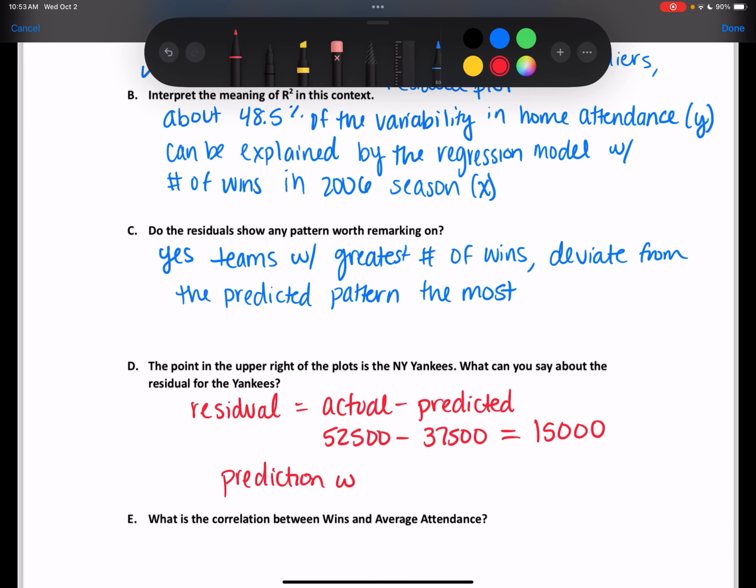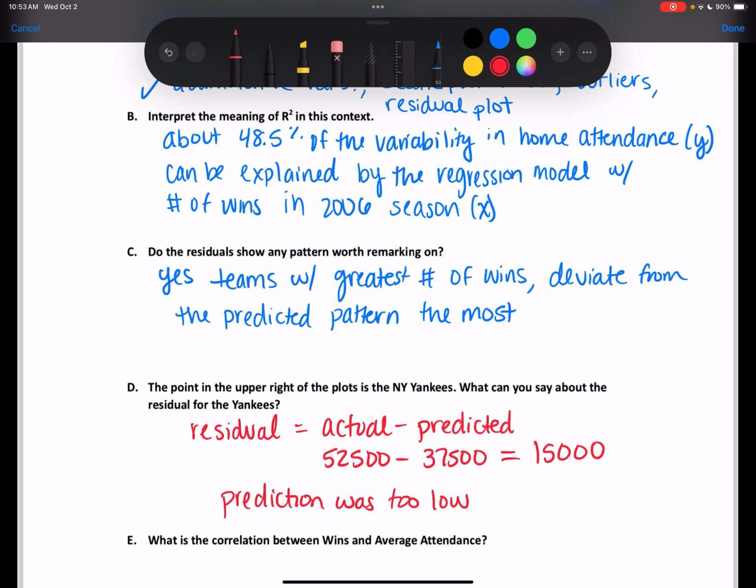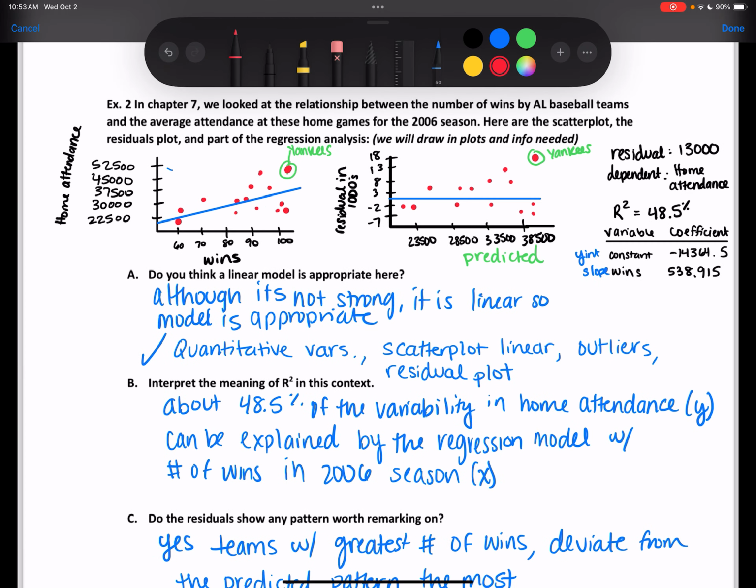Now, if we did it for one of these other teams down here, we would say what? It's too high. The predicted is too high. So in some cases it's a win-win, some cases it's a lose-lose. Oh wait, so the line is the prediction and the dots are what actually happened? Yeah. Okay. So the prediction was too low.